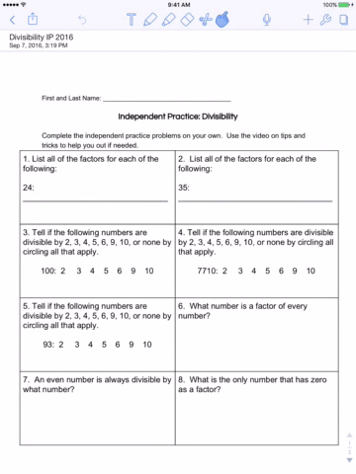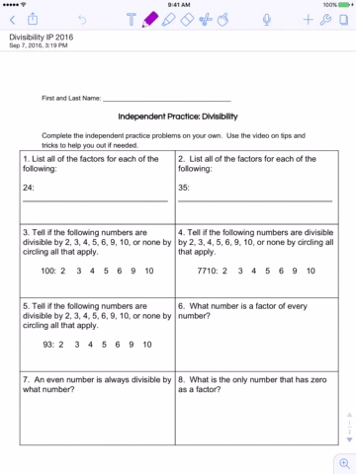Right, so here are your tips and tricks to divisibility. I'm only going to do 2 problems on this independent practice. So for number 2, list all the factors for each of the following. So I have the number 35.